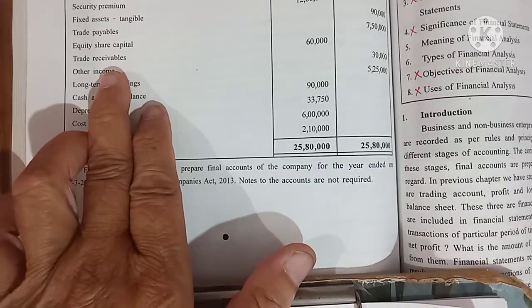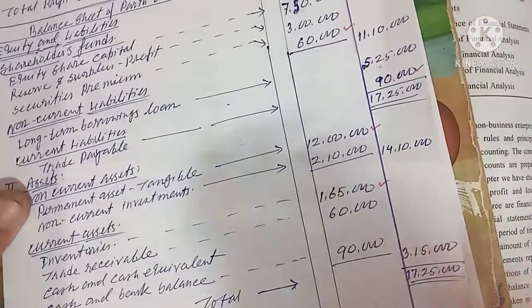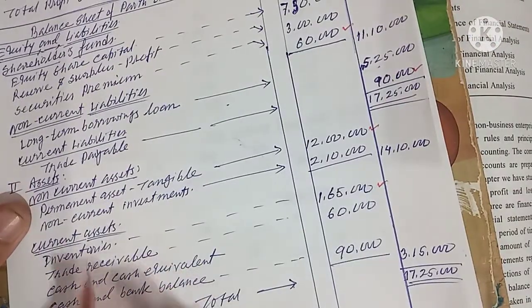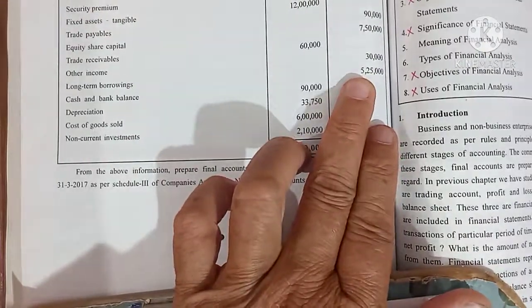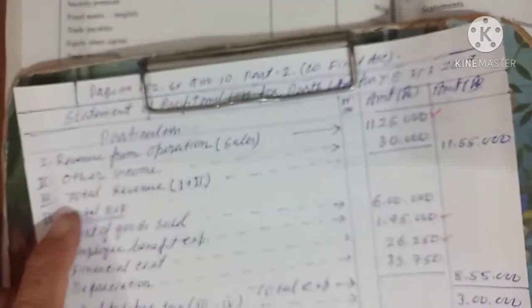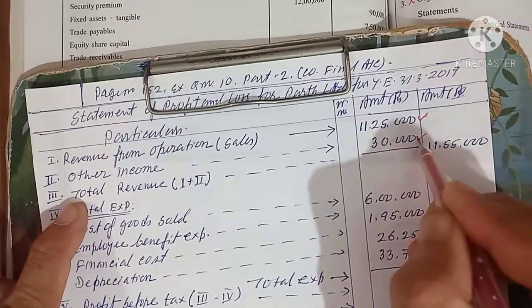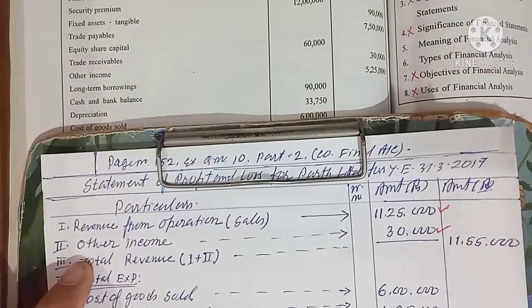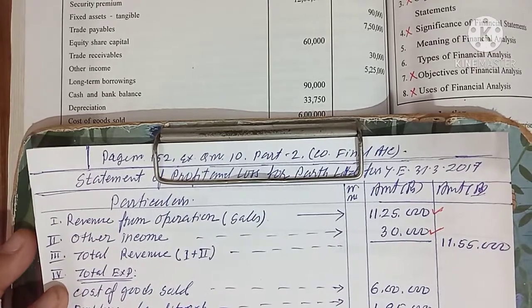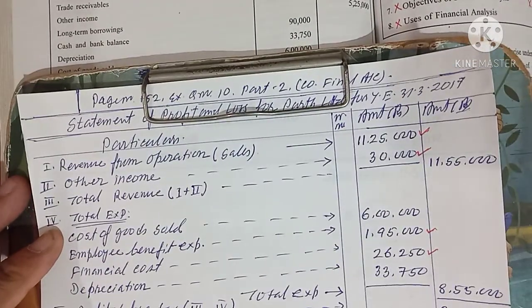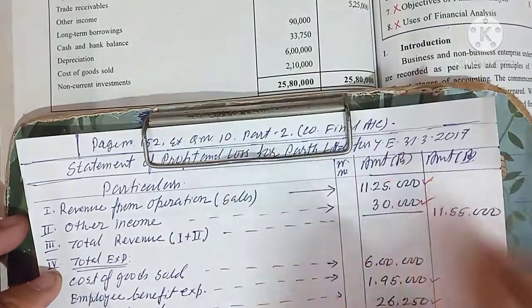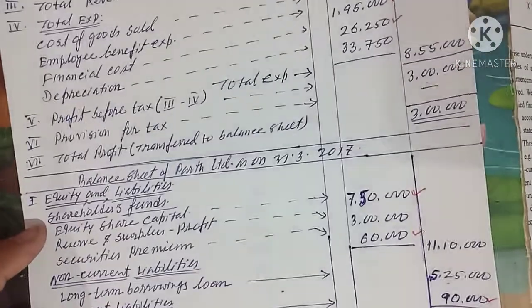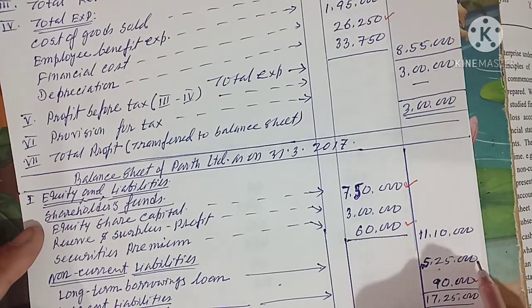Next you are getting trade receivable 60,000, assets. Trade receivable in current assets, 60,000. Next you are getting other income 30,000. Other income will go to the profit and loss account. Next you are getting long term borrowing 5,25,000, liabilities. Long term borrowing 5,25,000, this is direct, it came here.